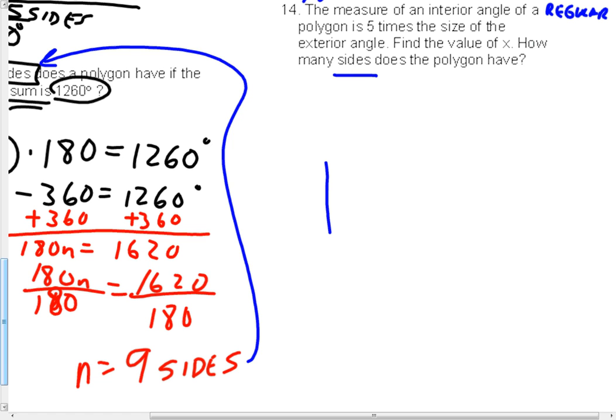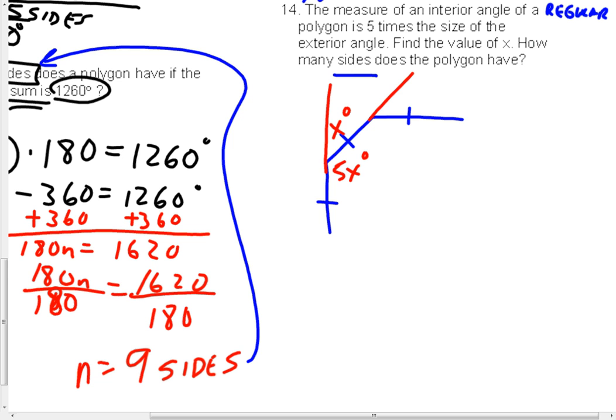Once it's regular, I draw 3 pieces. I don't know how many sides there are, so I'm just drawing a little cross section of the entire figure. I extend a few of the sides so I can show exterior angles. The measure of an interior angle is 5 times the exterior. Where am I going to place the x? On the outside. Put x degrees. It's telling me the interior is based off of the exterior. That's going to be your 5x.